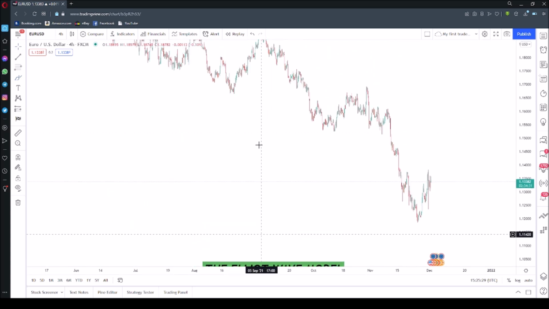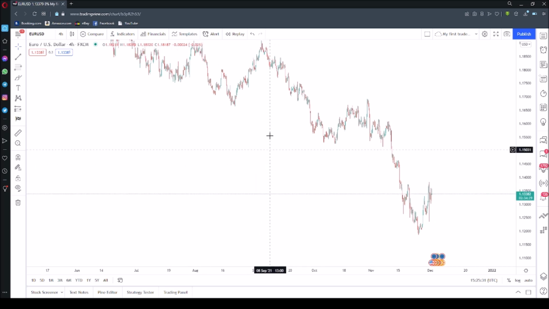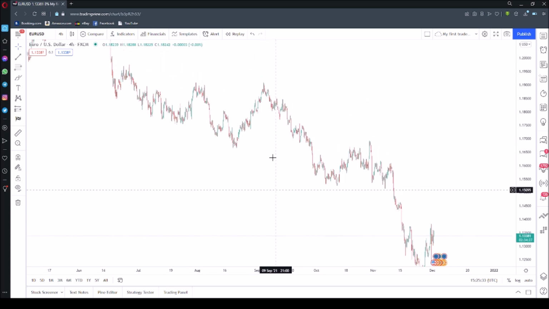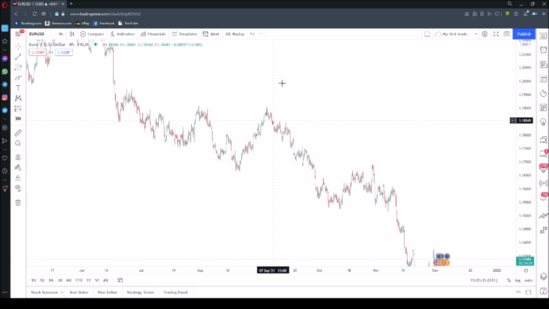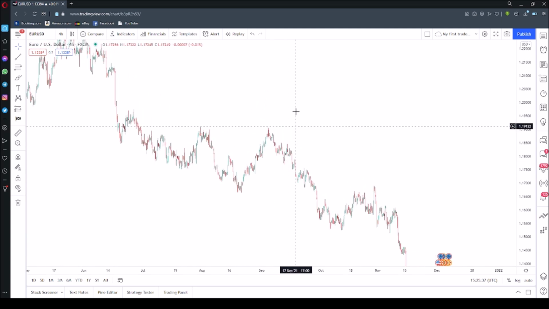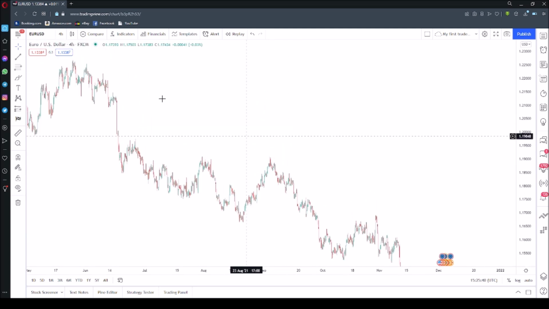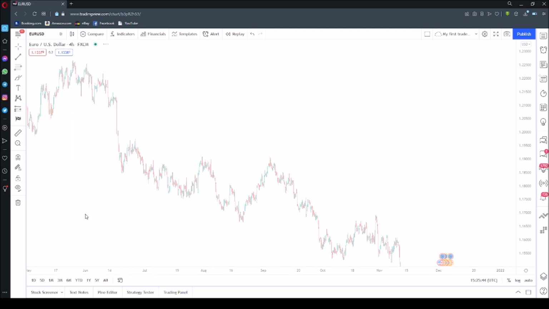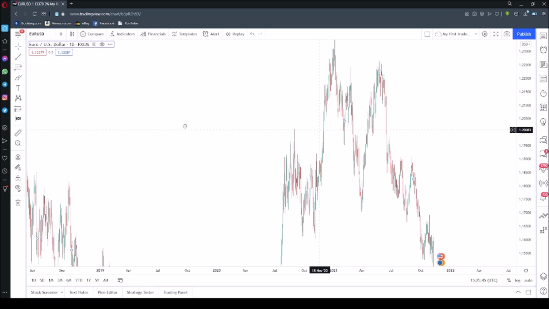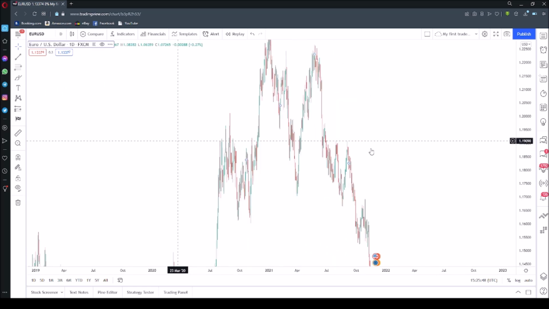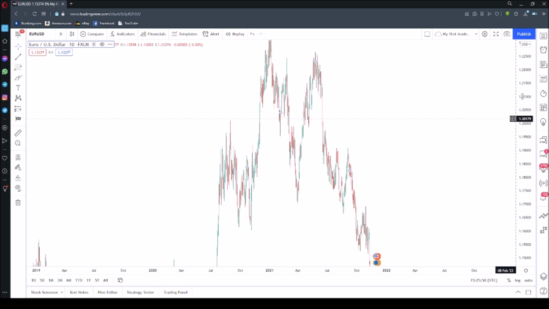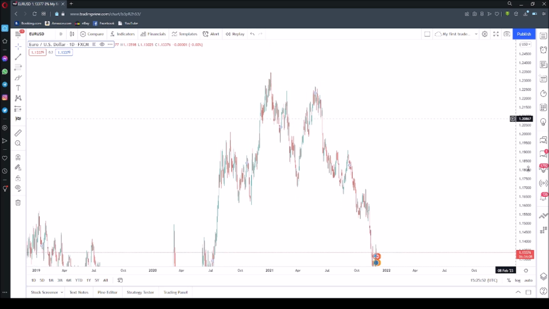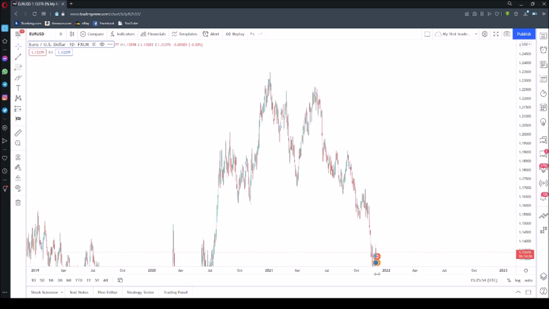So this is euro against dollar. The first thing we should always do is try to find the pattern on the higher time frame. In this case, I am going to start on the daily time frame to see where we are in the Elliott Wave cycle. In this case, on the daily time frame, this is what we have.